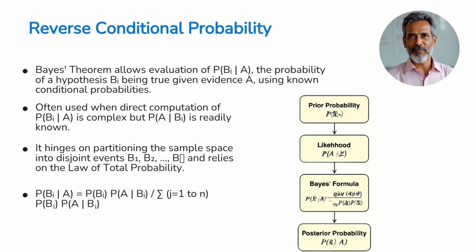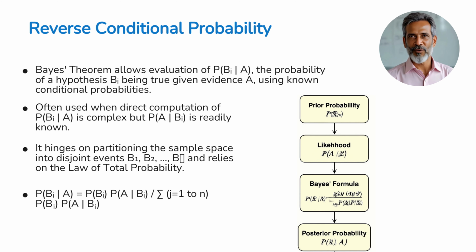Let's move ahead. We learned how to calculate P of A given B. But what if we want to do the reverse? That's where Bayes' theorem comes in. It allows us to find P of B sub i given A, flipping the condition around. This means we look for the probability of a hypothesis B sub i being true once we have evidence A.